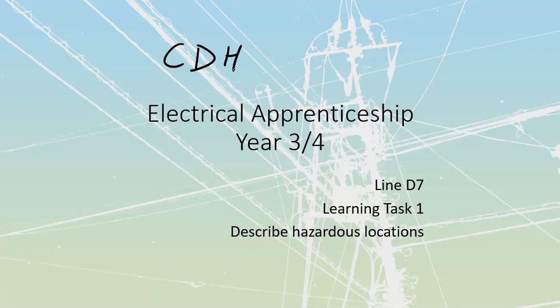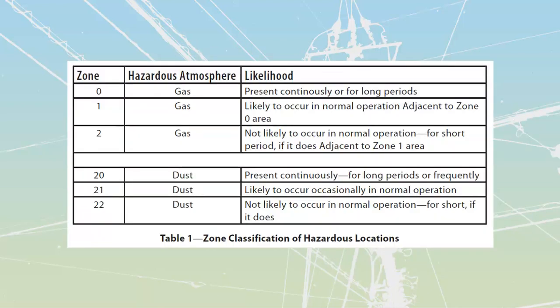Once we know that we've got a hazardous location, we just have to determine exactly how hazardous it's going to be. And there are going to be 2 main things that determine how hazardous something is. First is the type of hazardous substance, so is it a gas or a dust? And the second is how often, or how likely, I am to see this hazard exist.